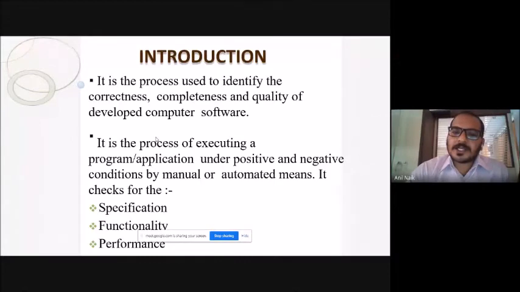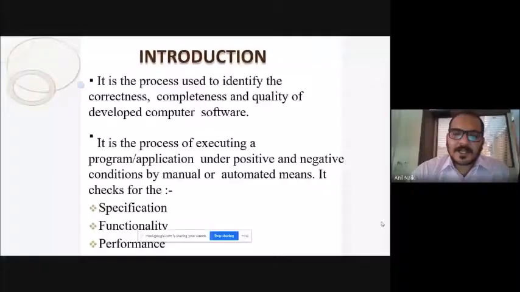We can do the testing by manual testing or by automated testing. In automated testing, we use testing tools. So it is a process of executing a program or application under positive and negative conditions by manual or automated means. It checks the specification, functionality, and performance.